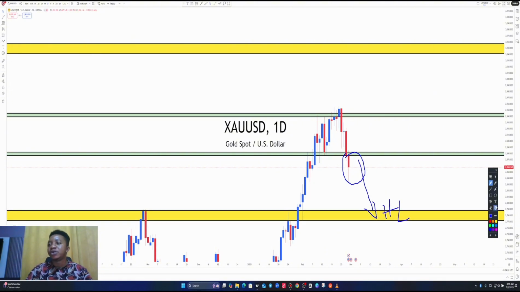All right, so let's take it all the way to the four-hour time frame and then prepare for entry to the downside on gold. All right, so taking it all the way to the four-hour time frame.